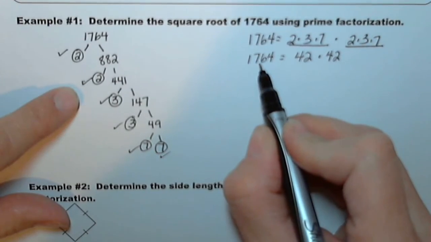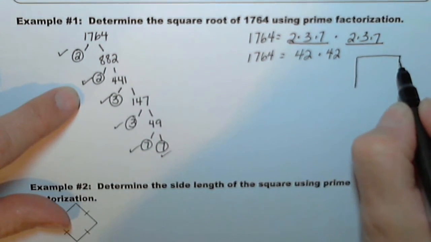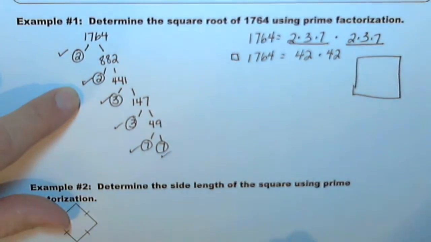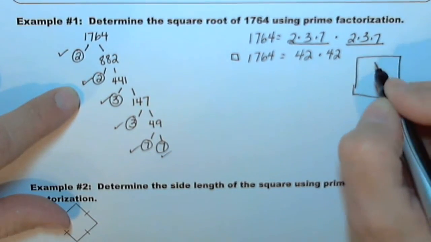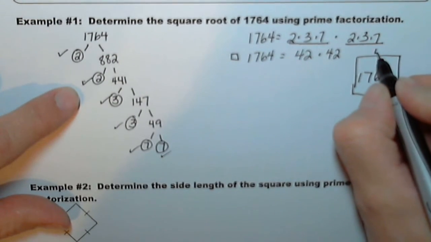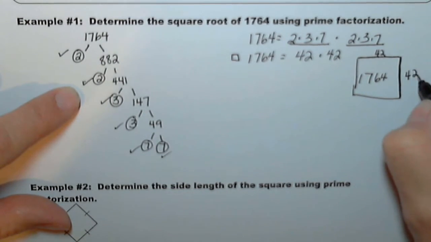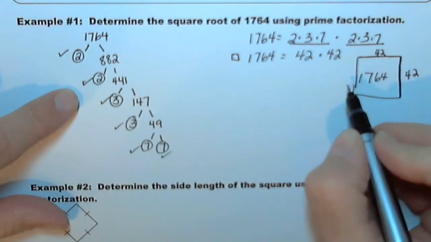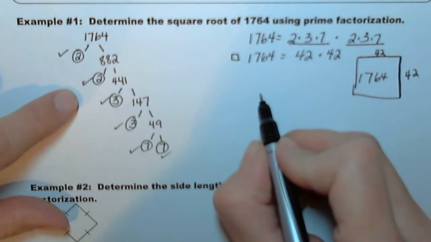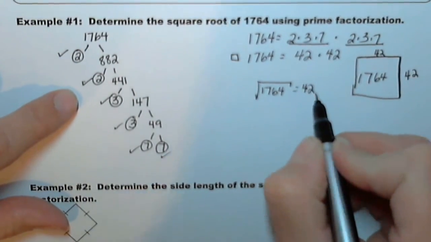If 1764 equals 42 times 42, what that really means is that if I were to make up a room with 1,764 tiny squares, I would be able to make a really big room with an area of 1764 that is 42 squares long and 42 squares wide. What that also tells me is that if the area is 1764 and the side length is 42, then the square root of 1764 is 42.